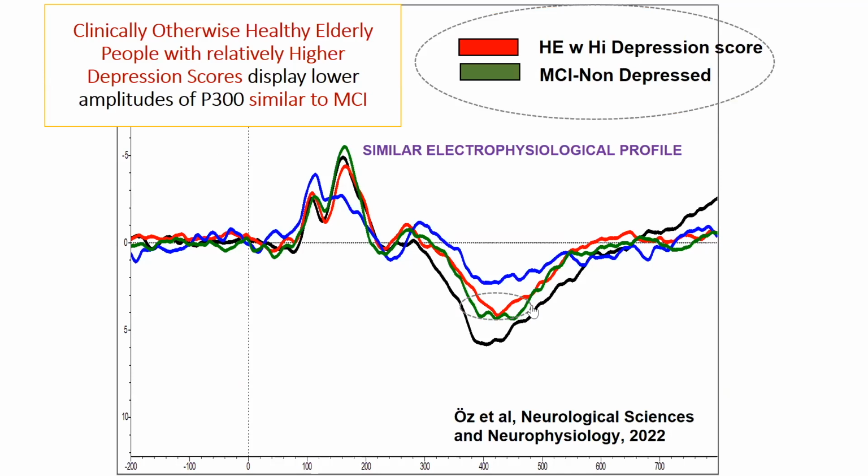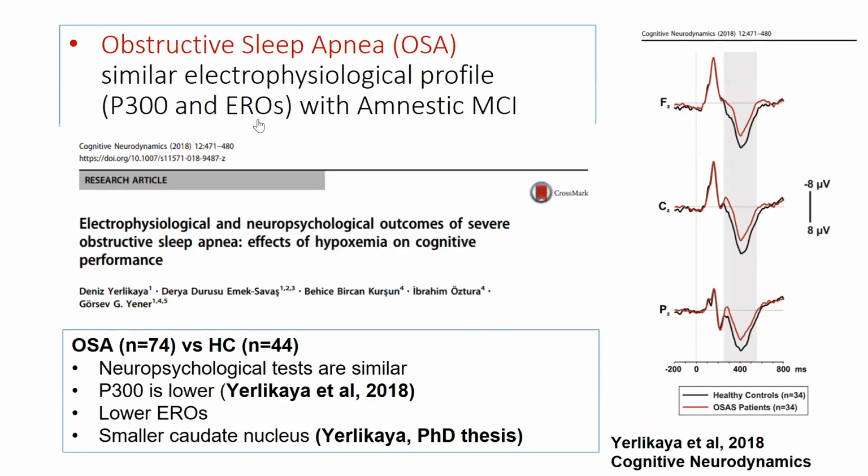patients, as you can see from here. And obstructive sleep apnea, which is a modifiable risk factor, shows a similar electrophysiological profile of P300 or event-related oscillations similar to amnestic MCI, even though they have totally normal neuropsychological tests. So let's move on to Alzheimer's disease.